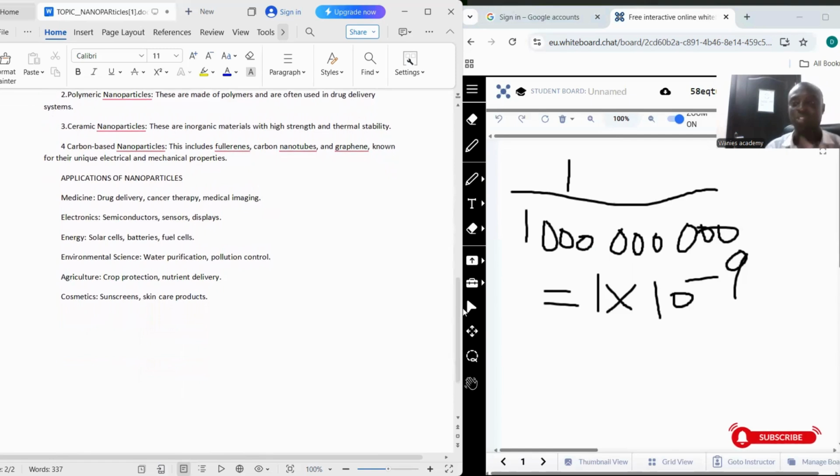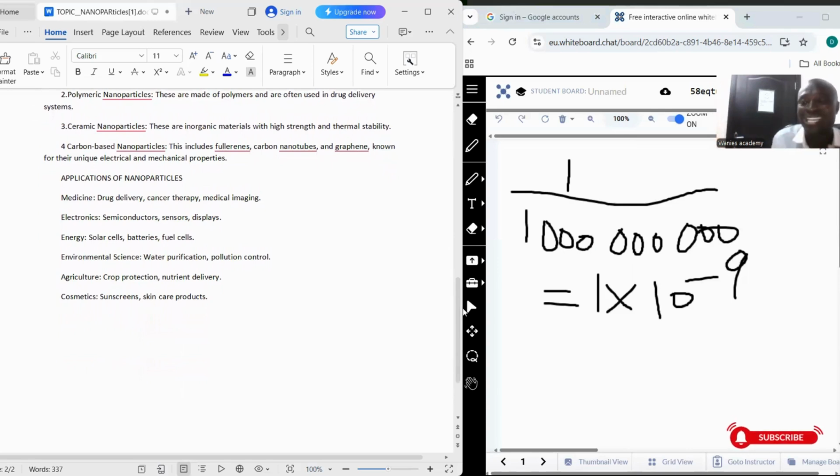Now let's look at some of the applications of nanoparticles. They have very varied, diverse applications. Now they are used in medicine. One of their uses in medicine is for drug delivery. They are used for cancer therapy in medicine. Then, of course, they are used for medical imaging, for diagnosis in medicine.